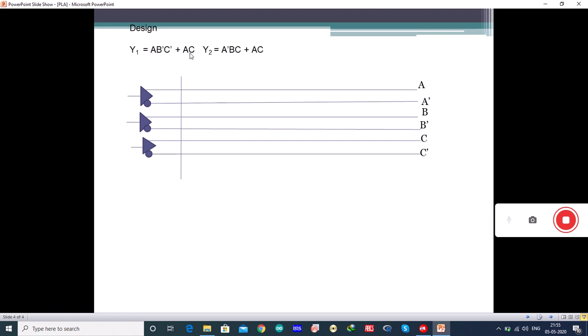AND gate. This is another AND gate. This is one more AND gate, and this is one more AND gate. So we need to find first the programmable AND gates. So here the programmable AND gates are 4.